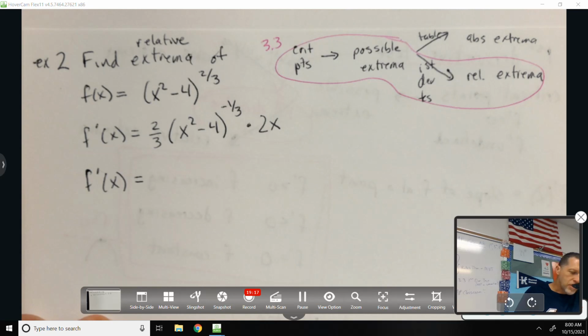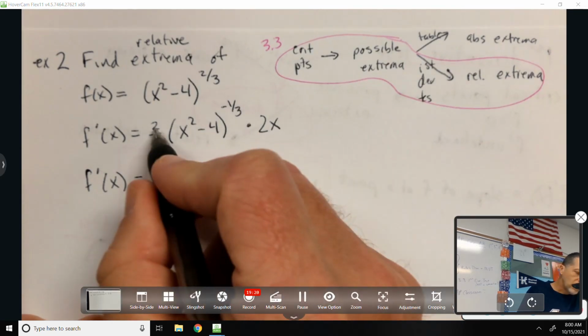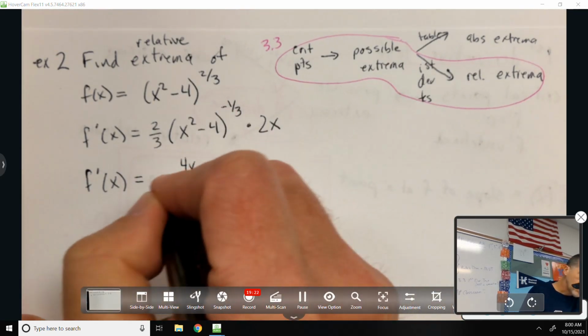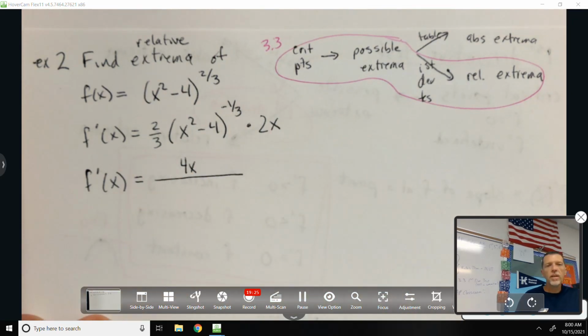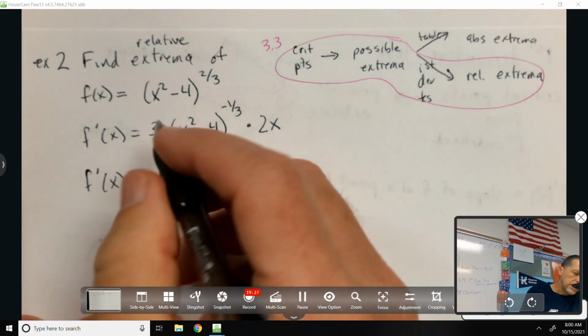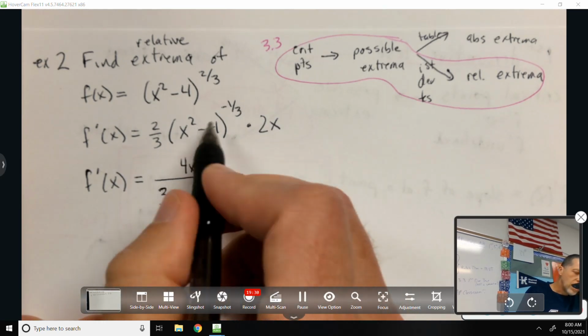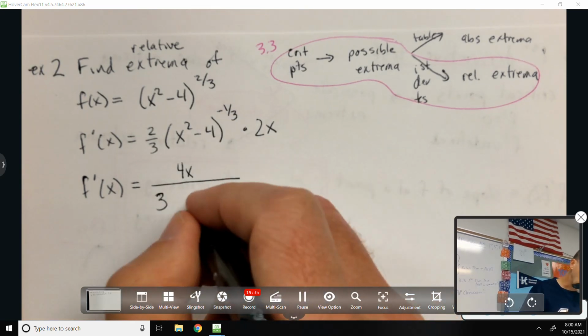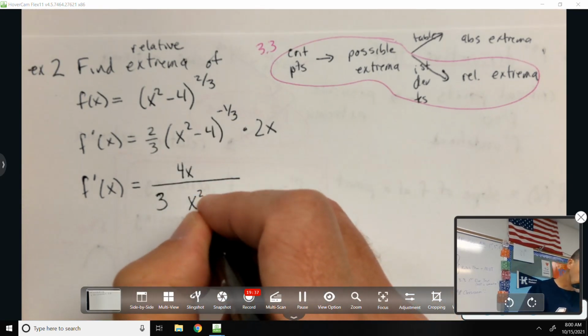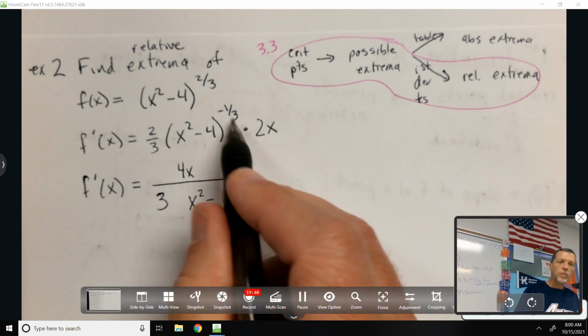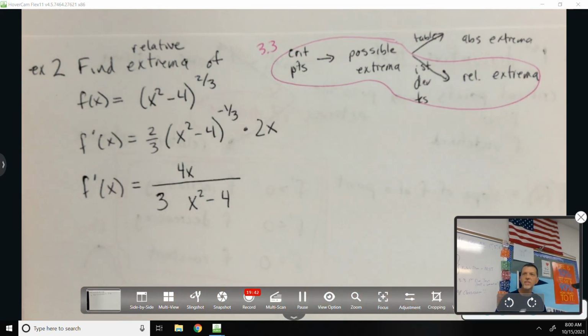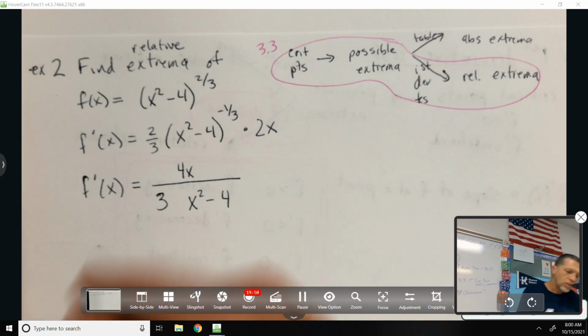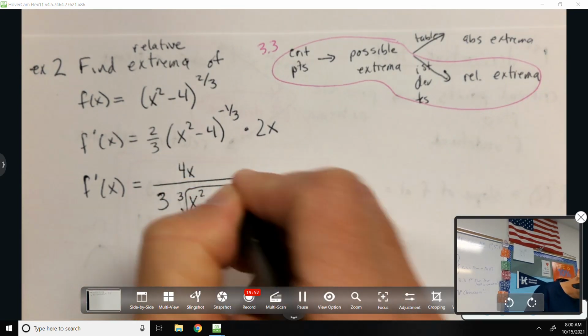So let's clean this up a little bit. I got a 2x and a 2 in the top, so that would be 4x. In the denominator, there's 3. But this negative exponent will also send this other piece to the bottom. So I'll have x squared minus 4 in the bottom. What's a power of 1/3? I'm trying to do all my algebra steps at once here. That's a cube root. The 1/3 power is the same as a cube root. So I've got a cube root in the denominator.